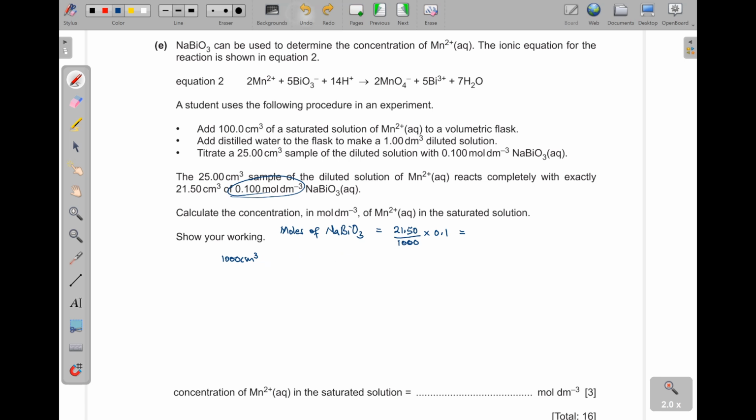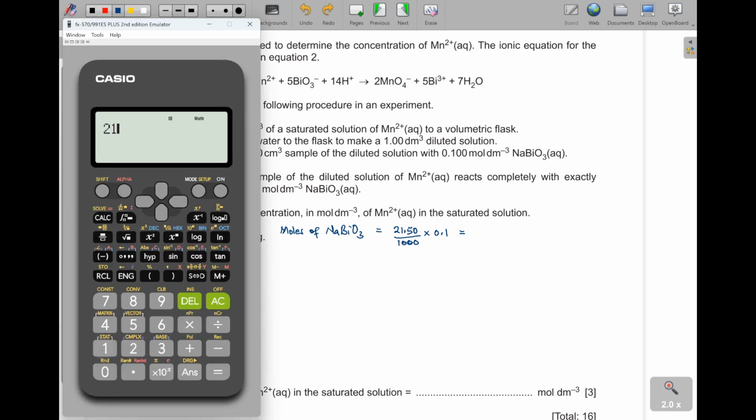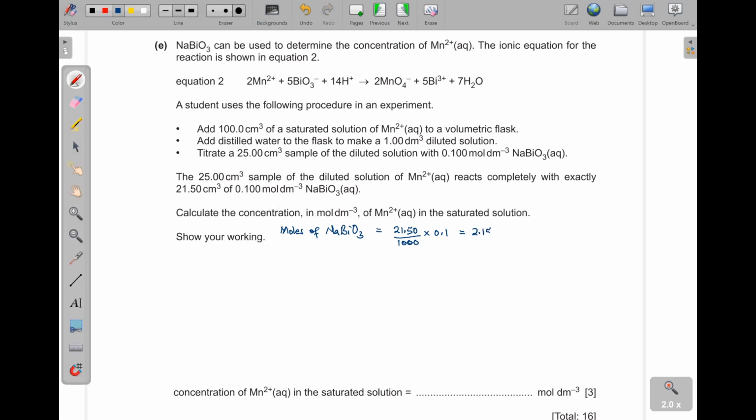Then you will be in position to get the moles. Now, what do we get here? 21.50 times 0.1, then all of it together out of 1,000. That gives us 2.15 times 10 to the power negative 3 moles.